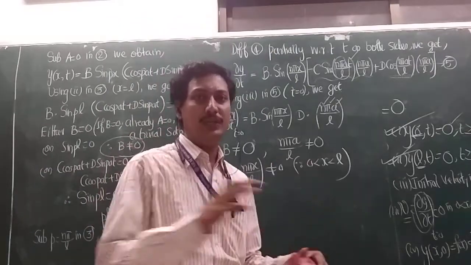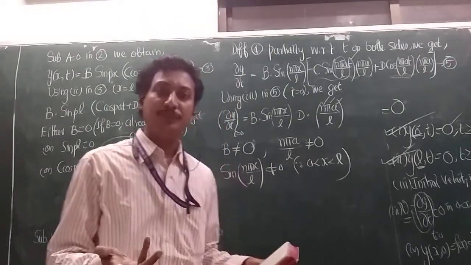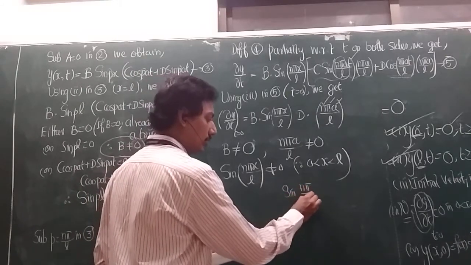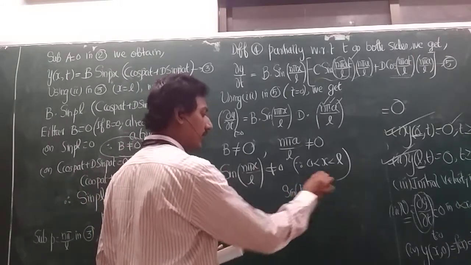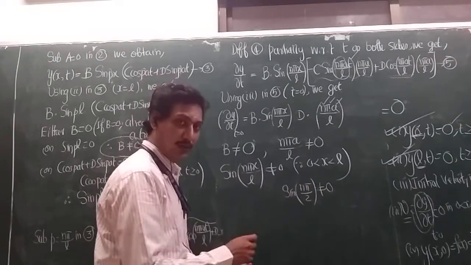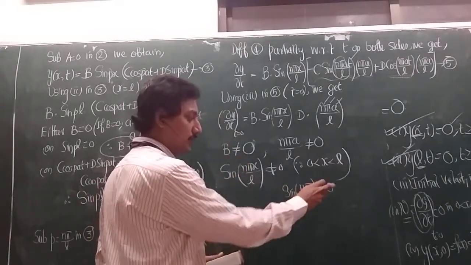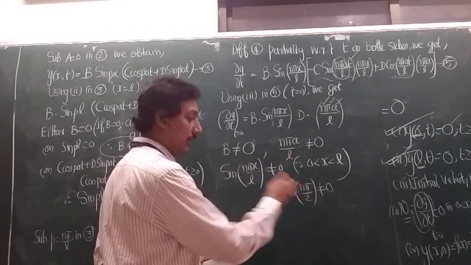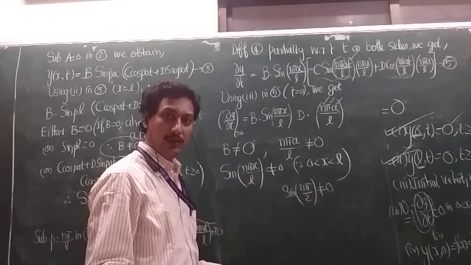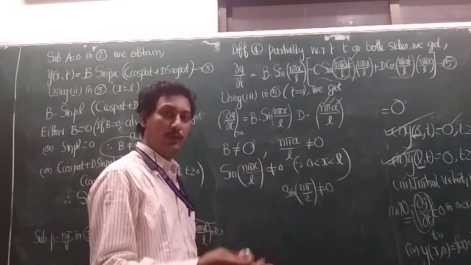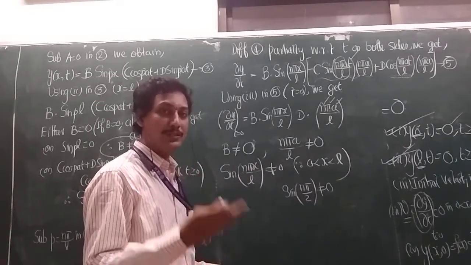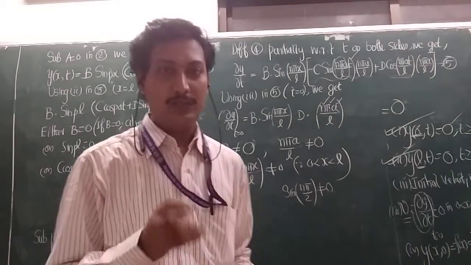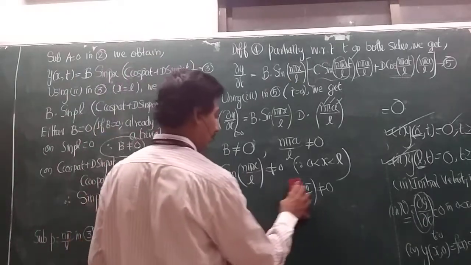What about in between 0 to L? We can choose anything like L by 2. We choose x equal to L by 2 and we get sin n pi by 2. Is this equal to 0? No, this is not equal to 0. If n equal to 0, sin 0 is 0. If n equal to 1, sin pi by 2 is plus 1. N equal to 2, sin pi becomes 0. N equal to 3, sin 3 pi by 2 is minus 1. N equal to 4, sin 2 pi is 0. N equal to 5, sin 5 pi by 2 is plus 1. So this is not at all 0 for all values of n. So that's why this is not equal to 0 in general.